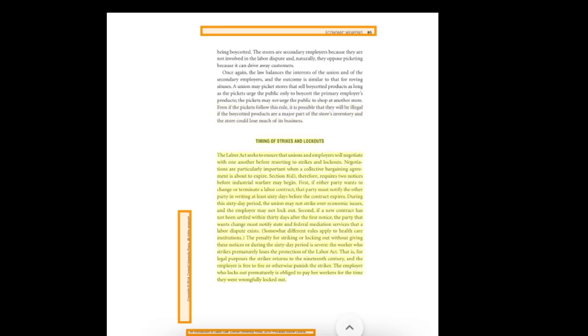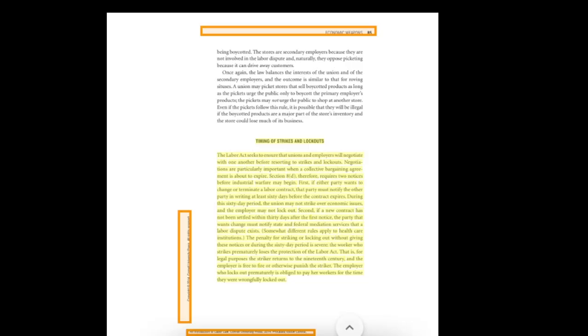Timing of strikes and lockouts. The Labor Act seeks to ensure that unions and employers will negotiate with one another before resorting to strikes and lockouts. Negotiations are particularly important when a collective bargaining agreement is about to expire. Section 8(d), therefore, requires two notices before industrial warfare may begin.